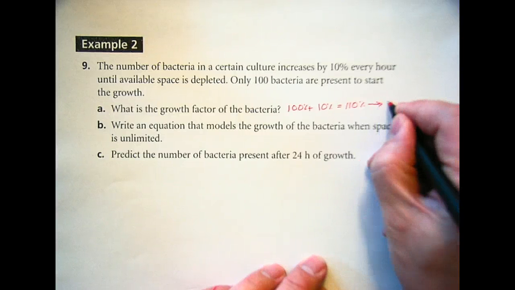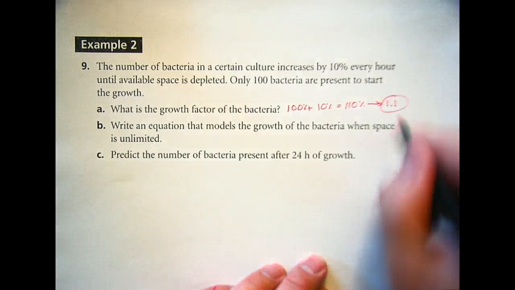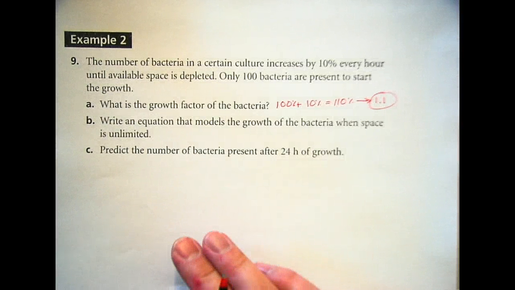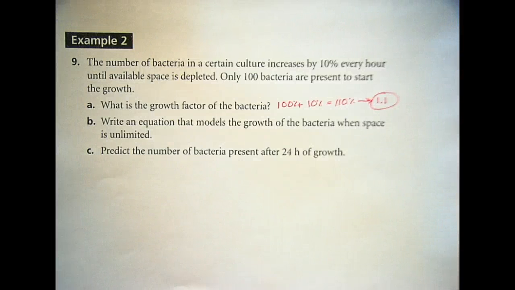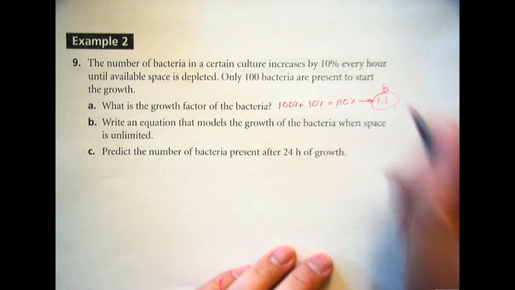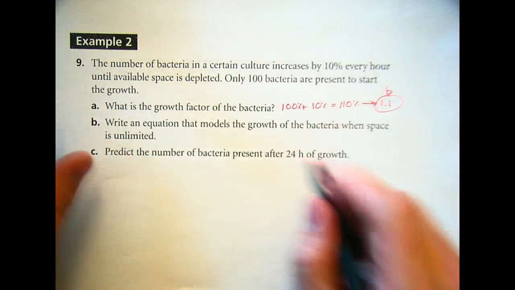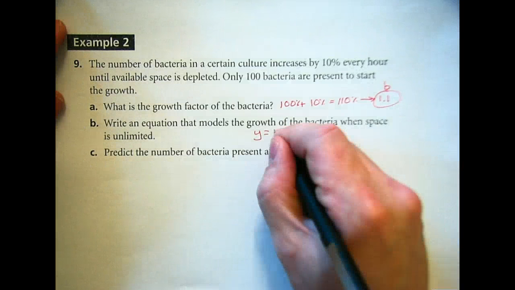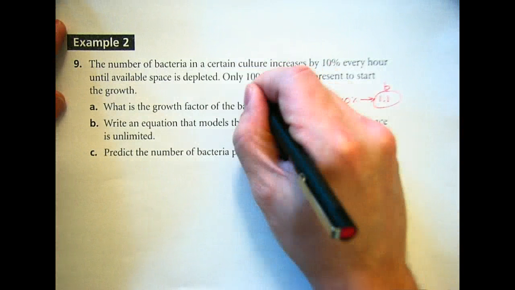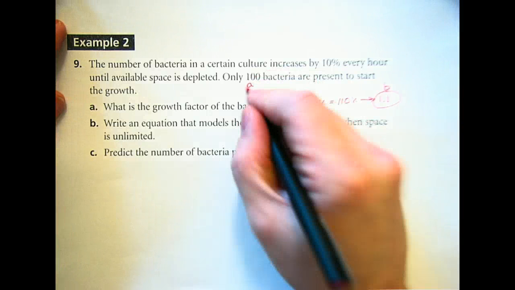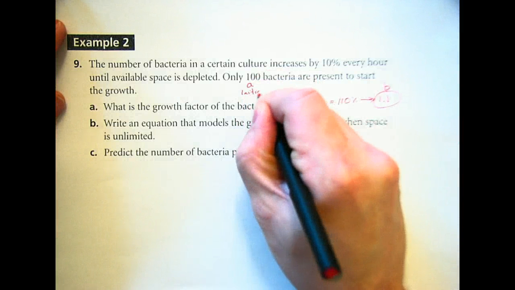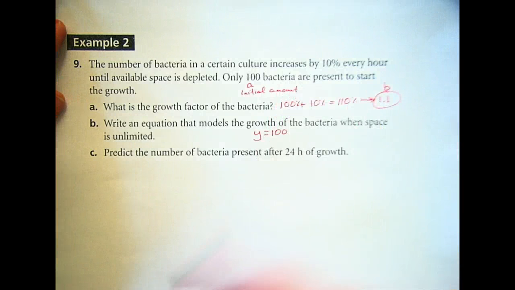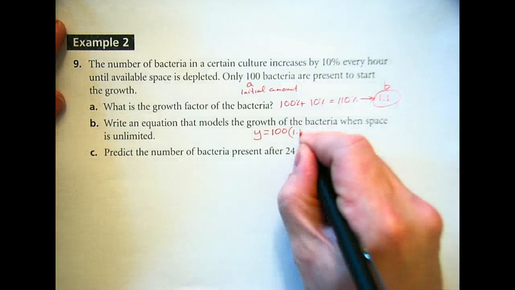That growth factor we also call which term? B term. It's our base. Okay? Write an equation to model the growth of the bacteria. We have y equals, what do we start with? 100. 100 is our A term. Our starting or our initial amount is our A. Okay, the starting amount times our growth or our B, all to the power of x. How many got it? Okay.